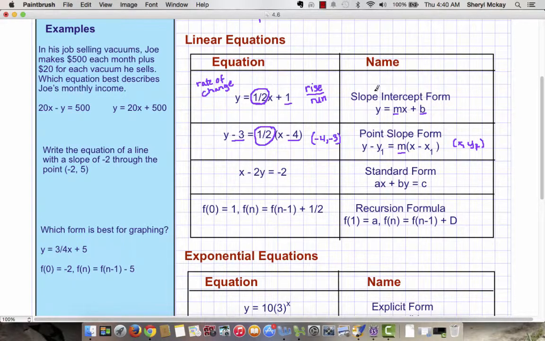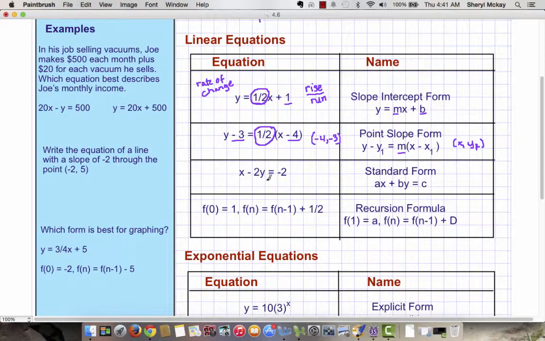So we've got slope-intercept form, we've got point-slope form, and we also have standard form. Standard form, x minus 2y equals negative 2, is in the form ax plus by equals c. Standard form is helpful when you're wanting to figure out the x-intercept or the y-intercept, because you can pretty easily just put 0 in place of the x to find the y-intercept, or 0 in place of the y to find the x-intercept.